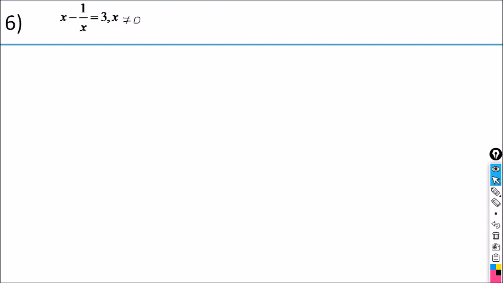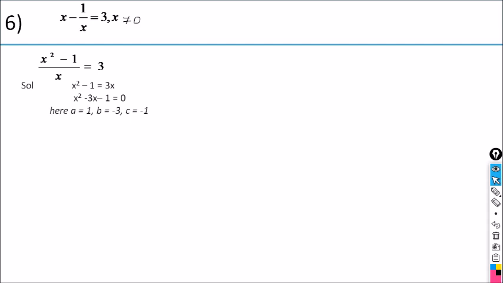Now this is another problem we'll discuss here. x minus 1 by x is equal to 3. We solve it by taking LCM. LCM comes to be x. So we get x square minus 1 is equal to 3x. And by cross multiplication, we get a standard quadratic equation, x square minus 3x minus 1 equals 0.